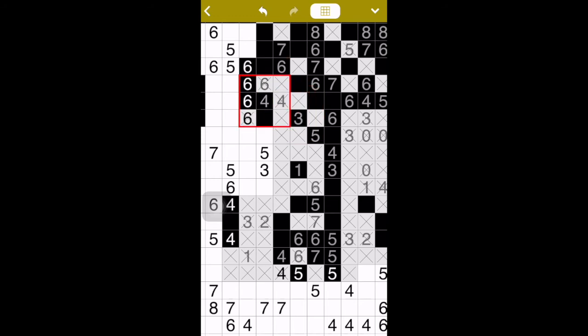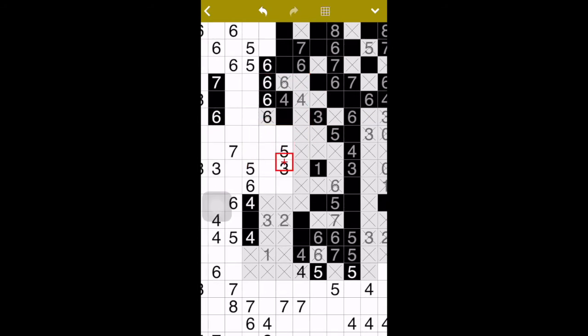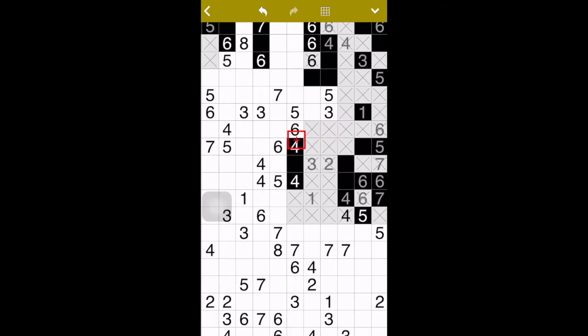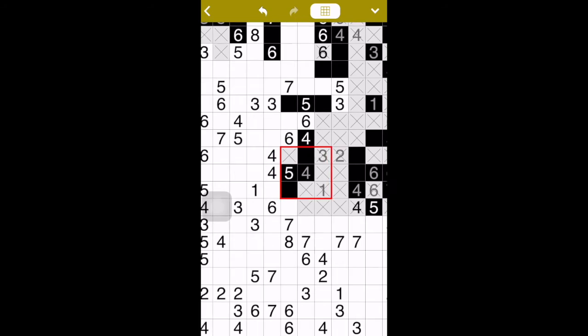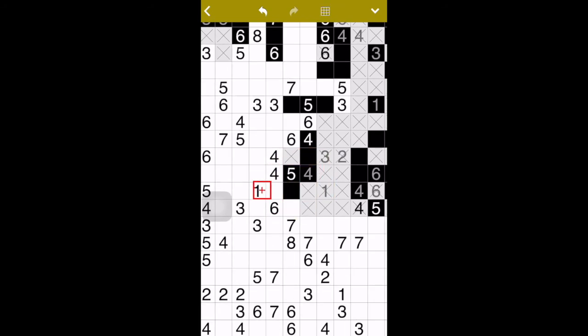Okay. Difference of 2, 5 and a 3 becomes that. Difference of 2, 6 and a 4, right? Diagonal, right?